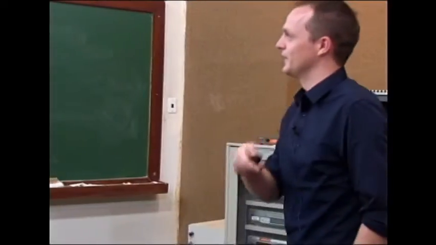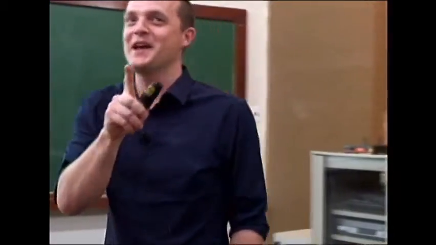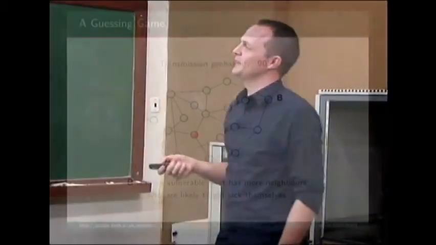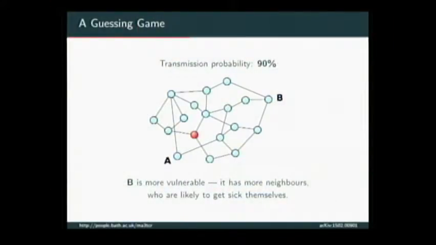Okay, interesting. Okay, all right. That's not the right answer. It's a right answer. I'll get to that. So here I claim that B is more vulnerable because it has more neighbors, right? It's more simple than that, okay? So this is a highly infectious disease, so lots of people are likely to get sick, and every additional neighbor you have is another chance to get sick, right?